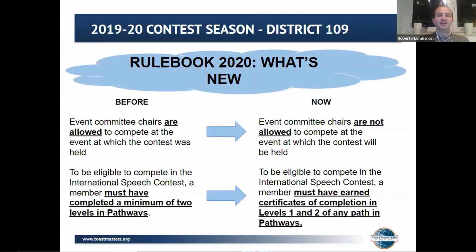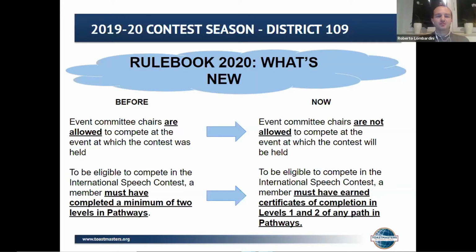path. This is not the same thing because according to last year, you could have completed level 1 of Pathways in 2 different paths, and you were eligible to be a contestant for the international speech contest or to be a judge in the area contest. Now, of course, I think they noticed this kind of misunderstanding and they changed it in the rulebook: you need to have the certificate of level 2 in Pathways in any path.